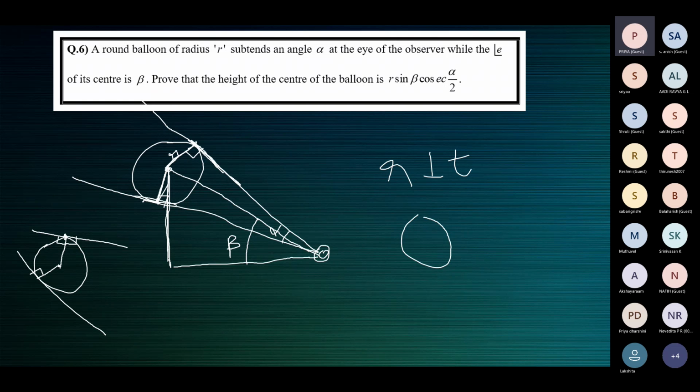This is the radius through the point of contact, perpendicular, 90 degrees. And this is the height of the balloon from the ground. So this is also 90 degrees. So this is the triangle which has beta, which is the right triangle.